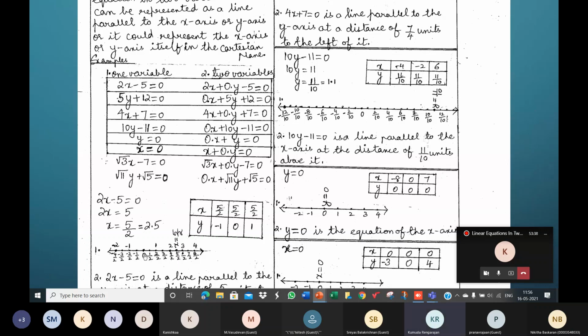And where is 1 here? See, this 2 by 2 is 1. So you'll be marking 0, 1, right? Then this 2 by 2 is 1. This is 1 by 2. Now where is 2? This is 1. Where is 2? I've written here. See here. 2 by 2 is 1, 4 by 2 is 2, 6 by 2 is 3, 8 by 2 is 4. And out here, this is -1 and -2.